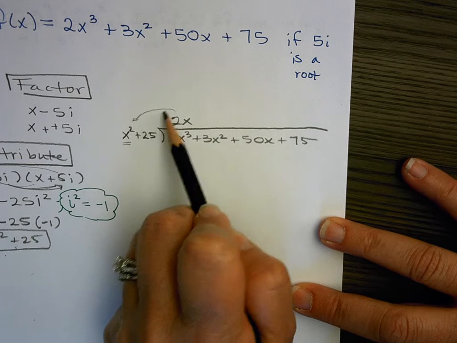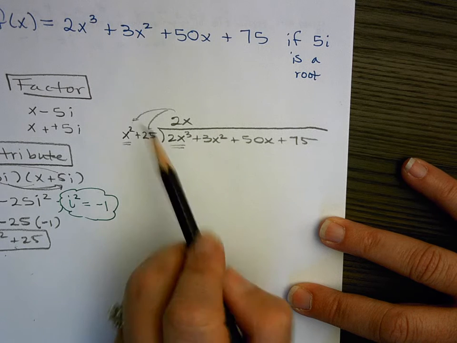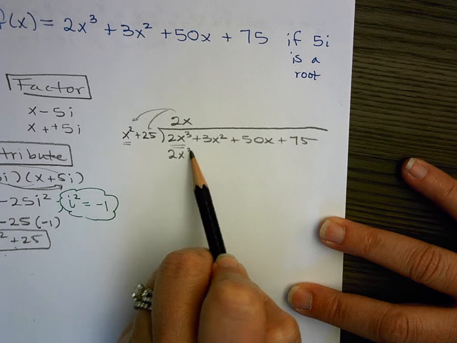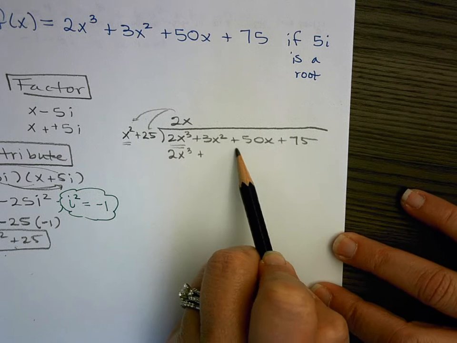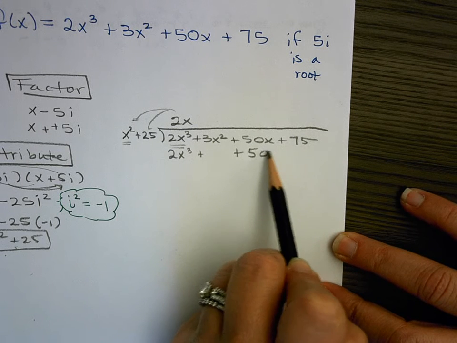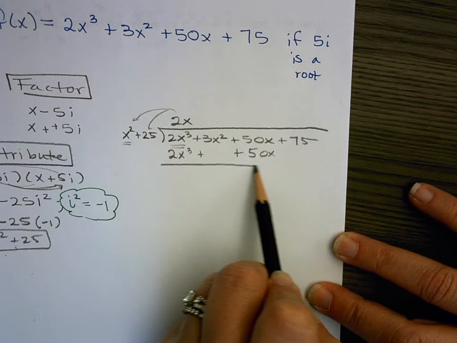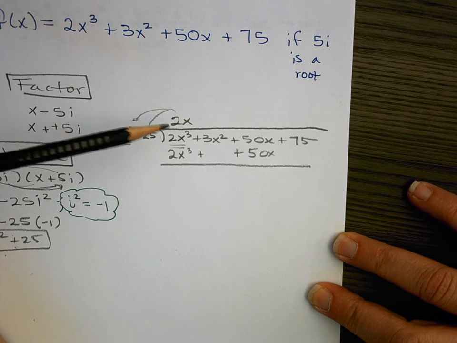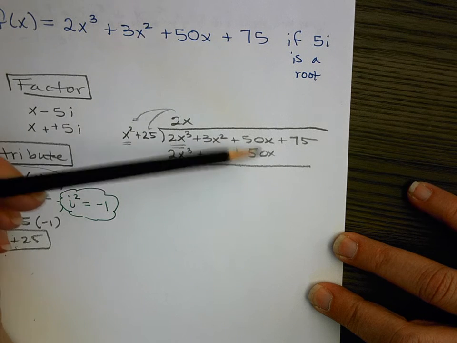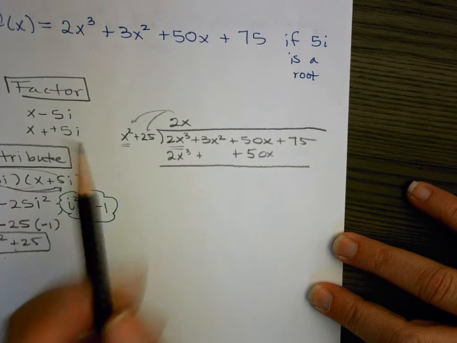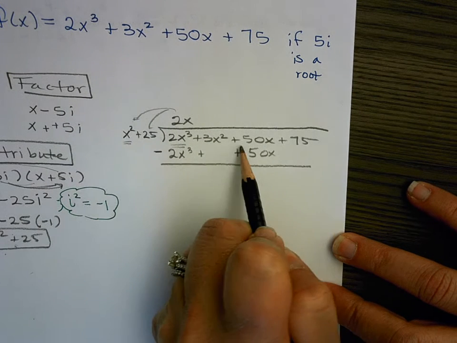And then distribute this to both. So that gives me 2x to the third, and then plus 50x. So now I don't want to put it underneath here, which I started to do. I want to move it over here, don't I? So that my like terms are aligned. So 2x cubed, but this is 50x, so I want to put it under the x term, not the x squared term. And then I want to go ahead and subtract.